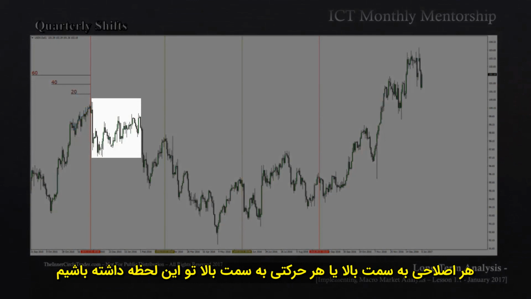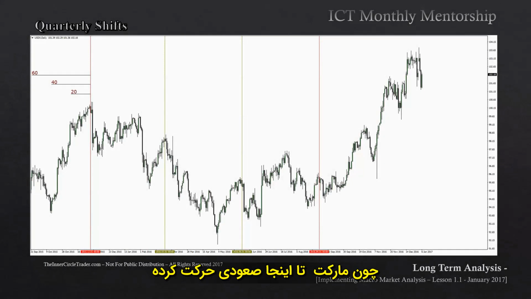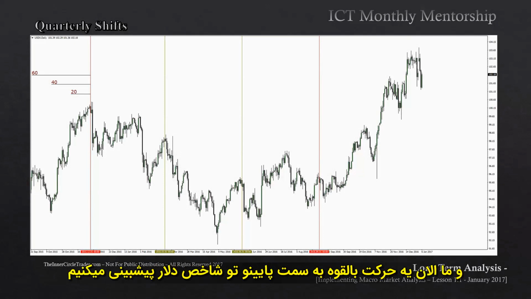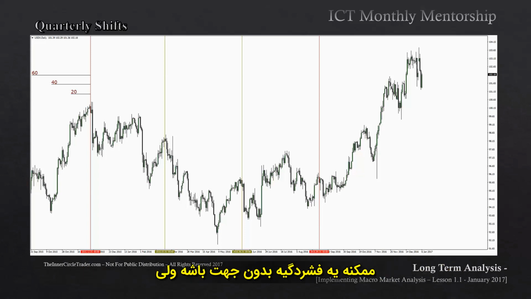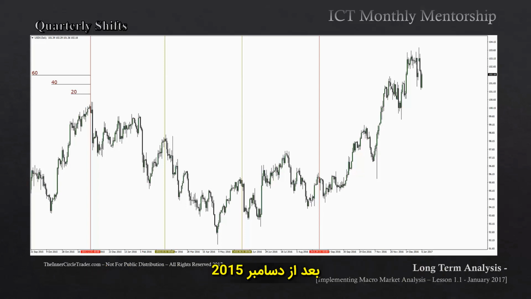Any retracement higher or movement higher at this moment, we're going to be anticipating a move lower, because the market has already been moving bullishly. We've seen a market structure break lower. And now we're going to be anticipating a potential move lower in the dollar index. It could be a consolidation sideways, but we're still expecting a measure of bearishness in the dollar index post December 2015.